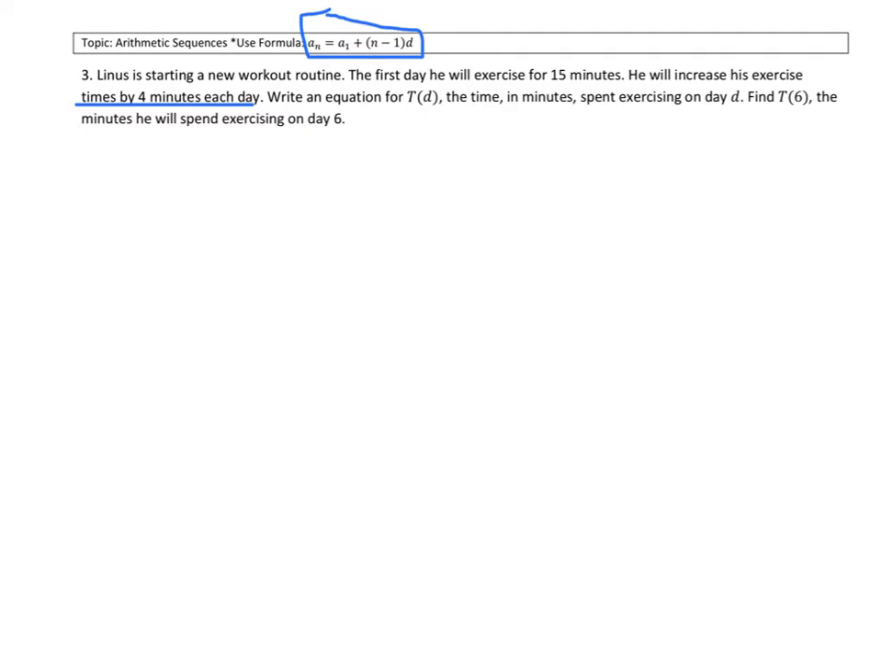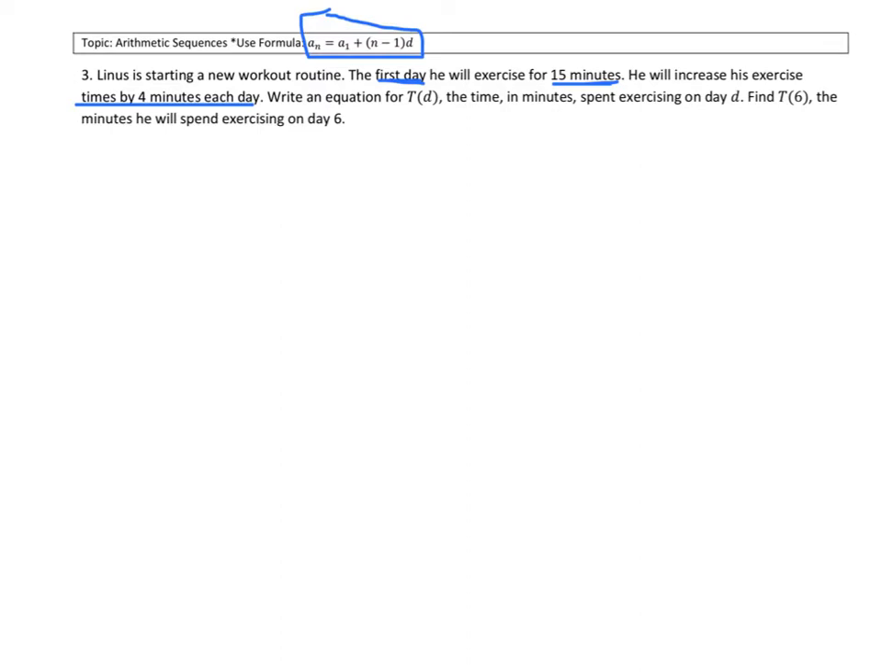It all depends on how the problem is presented to us as to which one we are going to use. In this problem, we're specifically told what the first day of exercising is, how many minutes he spent exercising on his first day. That is telling us the first term. And when we're given the first term, that is what gives us the indication that we should be using an arithmetic sequence.